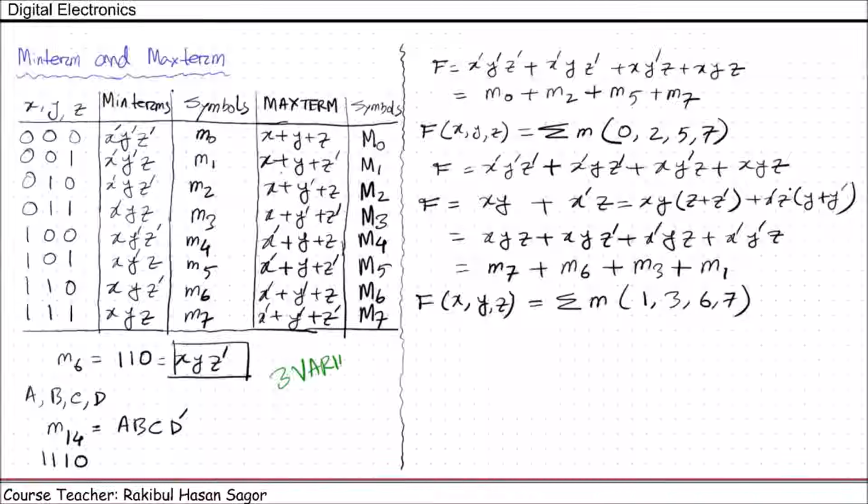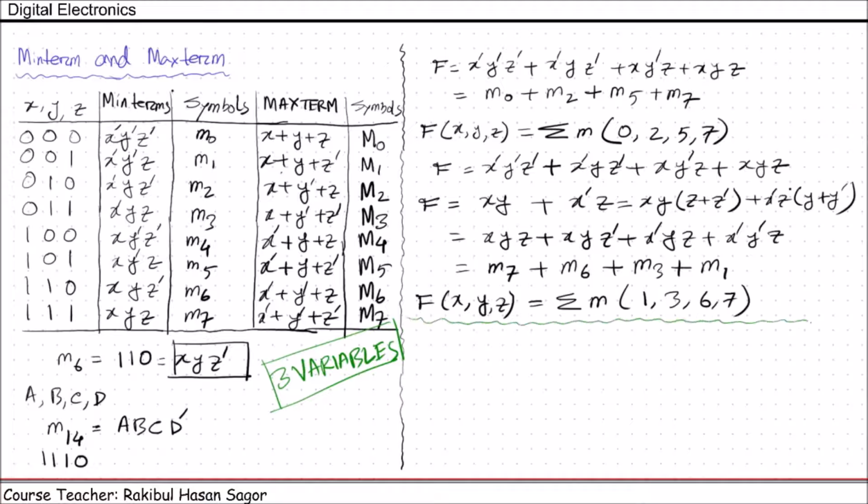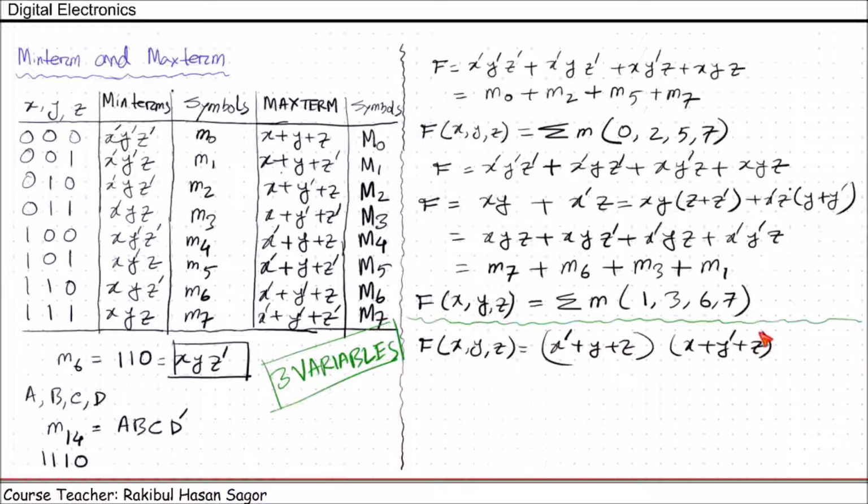Remember, 3 variables. If you understand the Maxterm and Minterms for 3 variables, I hope you will be able to get the Minterm and Maxterm for 4 variables, 5 variables, even 6 variables. Whatever the number of variables are there, you'll get the corresponding Minterms and Maxterms. A function can be represented by product of Maxterm form as well. For example, if we have a function of x, y, z, which is equal to x prime plus y plus z into x plus y prime plus z into x prime plus y prime plus z prime.